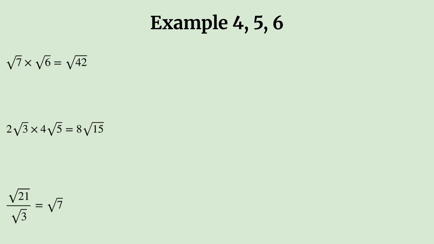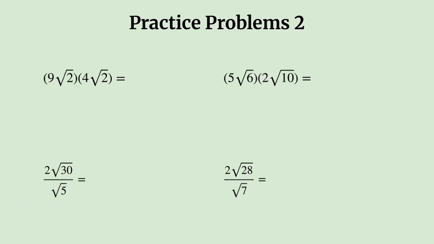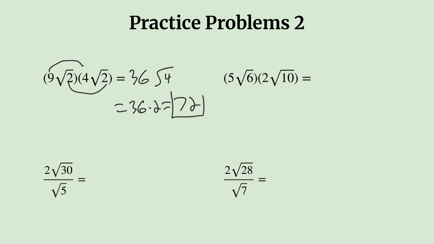A few examples you can copy down. You can go ahead and try these problems out and I'll go over them. All right, so 9 times 4 is 36. Square root of 2 times square root of 2 is square root of 4, which would be 36 times 2, 72.